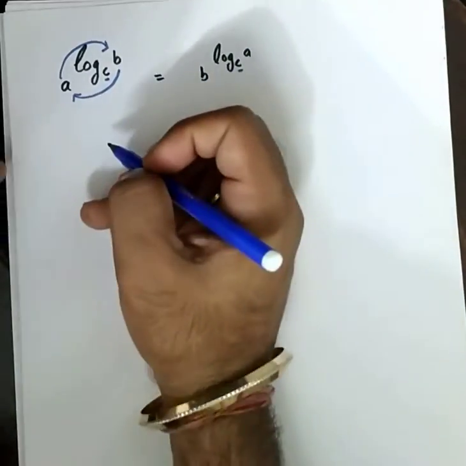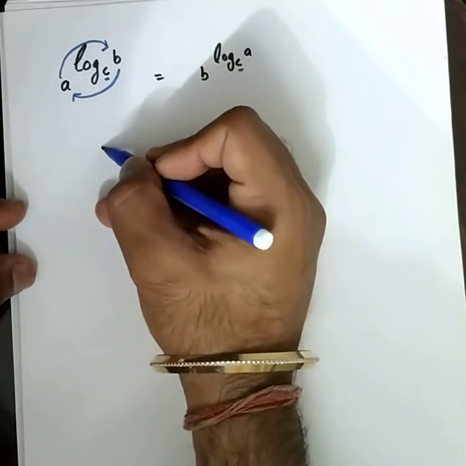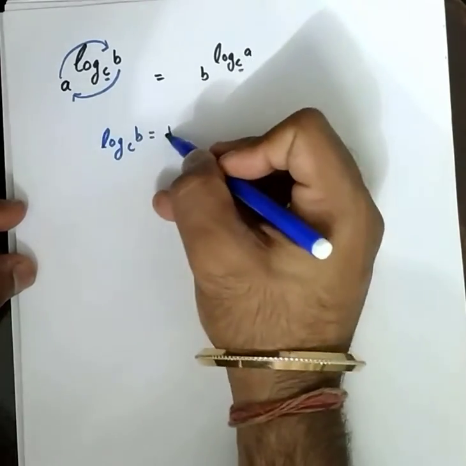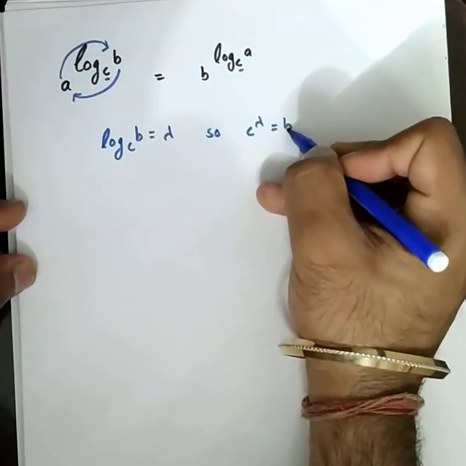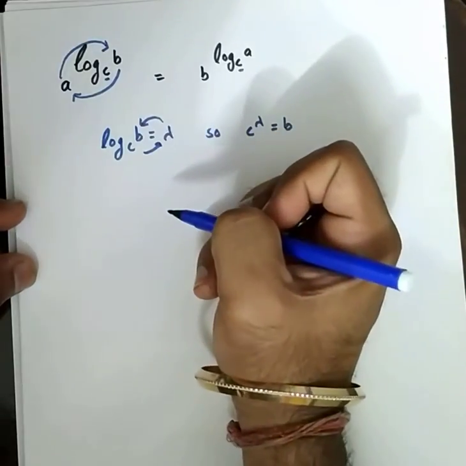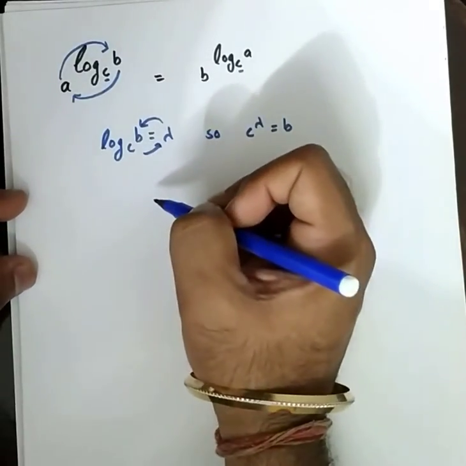How? Let us see. So I'm talking about the LHS part first, and again doing the same thing. Let us assume log b base c equals lambda. So c to the power lambda equals b by the definition of logarithm. I hope you remember this much. If you don't, please go back to the previous lecture and then watch this in continuation.